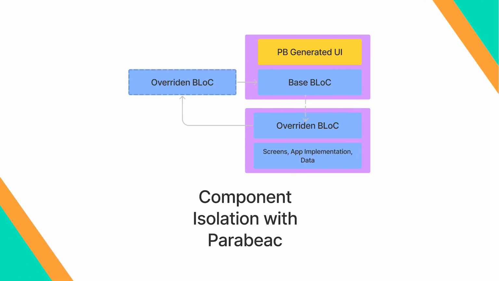When it comes to building with Parabeac, we will first generate a package containing the static UI. Then, we will add some base BLoC and logic. Finally, we will import this package into our actual Flutter app, where we overwrite the logic from the package by extending the BLoCs we create. Let's get started.